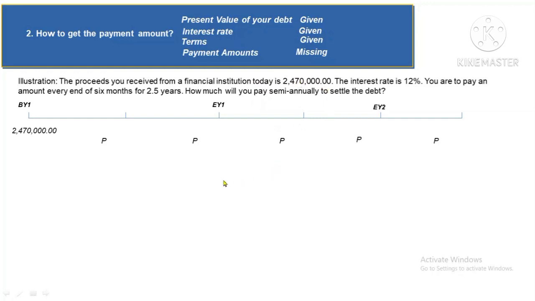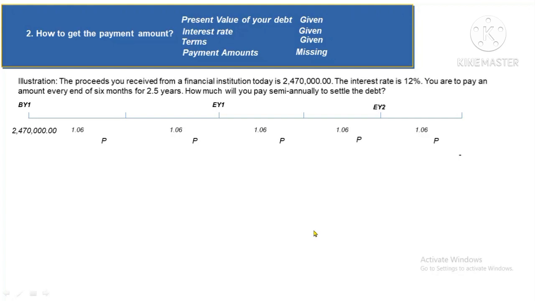So what are we going to use? We have 6%, or 12% divided by 2. So we're gonna use 1.06. So if we're going to simplify the problem, it's as if it's telling you, if your liability is 2,470 and it will grow at 6% every 6 months, how much will you pay so that your liability will be fully satisfied at the end of 2.5 years? Again, we can't get the answer using the timeline, so we are going to use the formulas.